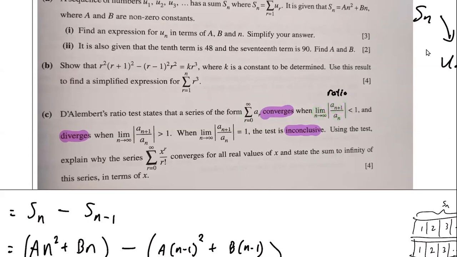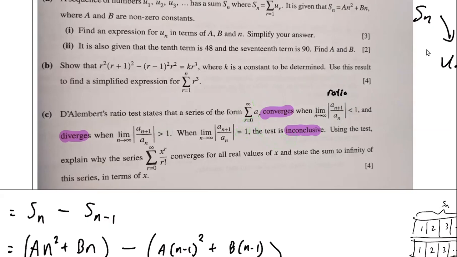There are three possibilities. This entire thing, this limit, can either be less than 1, and you conclude that the series here, the sum to infinity, is a convergent series. Or if it's more than 1, you will say that it diverges. Or last one is when the limit is exactly equal to 1, then this series, sum from r equal to 0 to infinity of AR will be inconclusive.